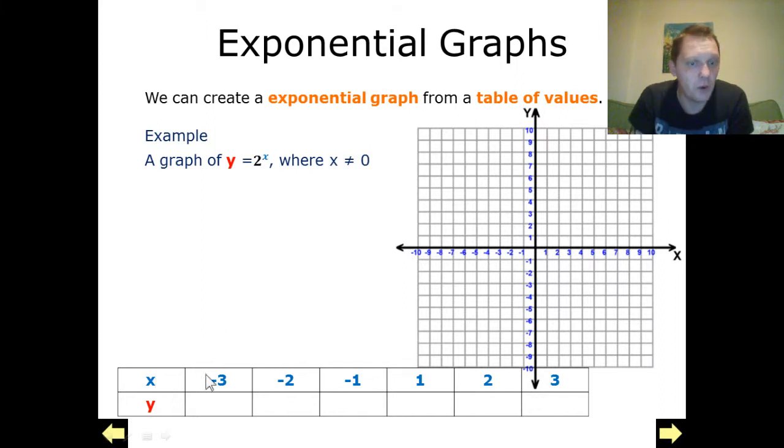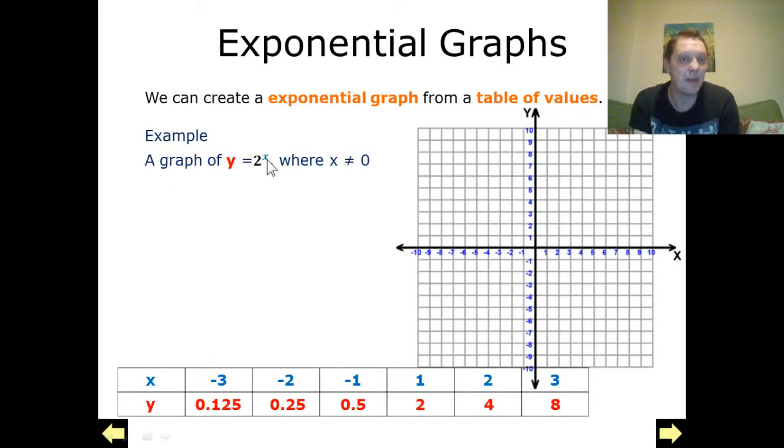So for my table of values, I'm using my x values of -3, -2, -1, 1, 2, and 3. And each one of these will get substituted into my equation for my value of x to find the value of y, which is my subject. So substituting in -3 into this, 2 to the power of -3 becomes 0.125, or some of you may know that would become the fraction 1/8, and then doing the same for all the rest of the values.